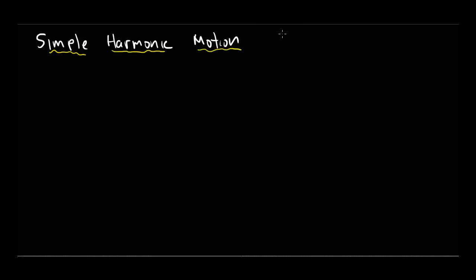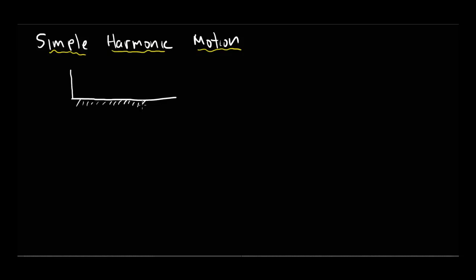You'll hear me use the word oscillate. Oscillate means the same thing as vibrate. It just means something is going back and forth. And simple harmonic motion has a specific definition, and I'll remind you of that in a second. But let's think of, I gave you two examples. I gave you the example of a pendulum, and then I also gave you an example of a mass on a spring. And I want to think about the mass on spring example.